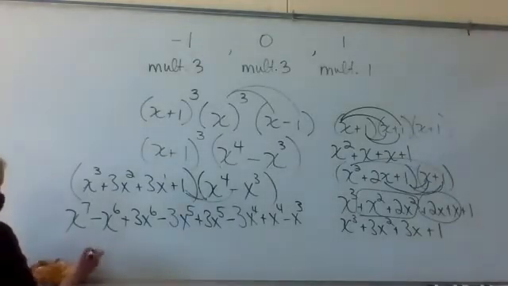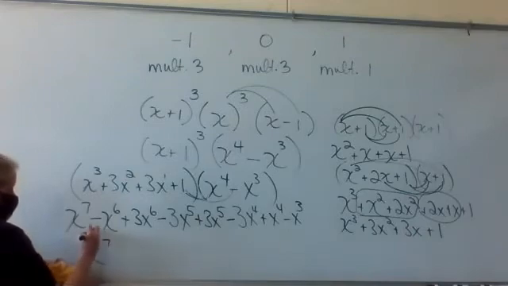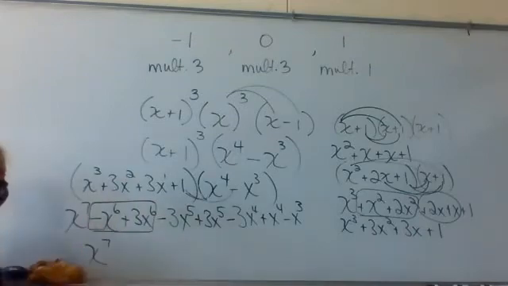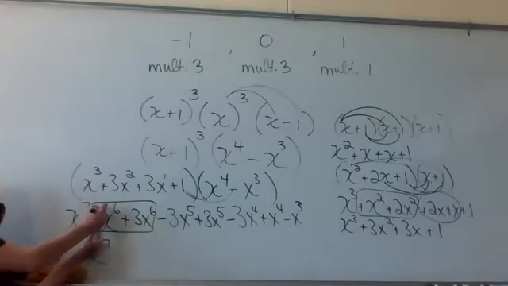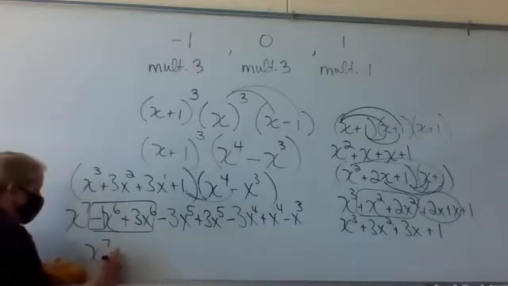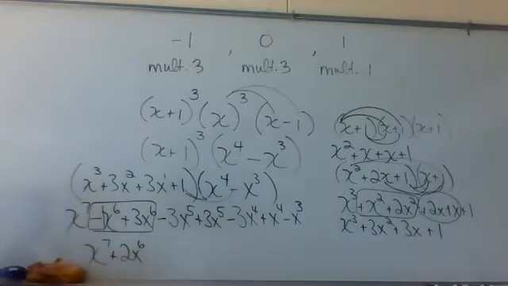So let's see, I've got x to the 7th. You can put your x to the 6's together, right? You've got -1 here, +3 there. So that gives you +2 x to the 6's.